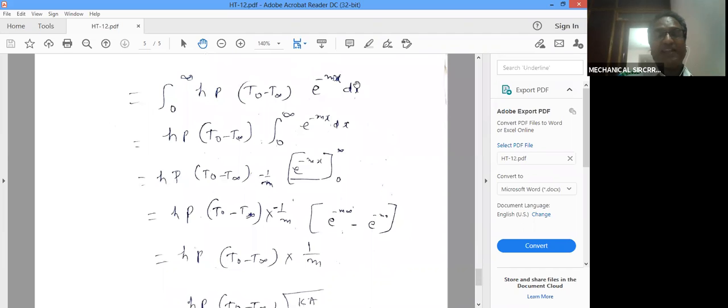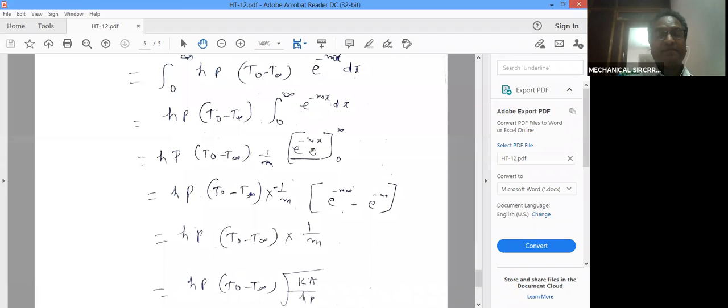So take out hP, for a given value of h and given perimeter P. T naught minus T free stream is constant. Integral 0 to infinity e power minus mx dx. So hP into (T naught minus T free stream) times the integral of e power minus mx, which is e power minus mx by minus m. So minus 1 by m into e power minus mx, from the limits 0 to infinity.